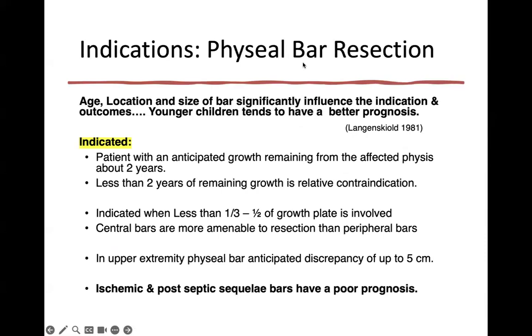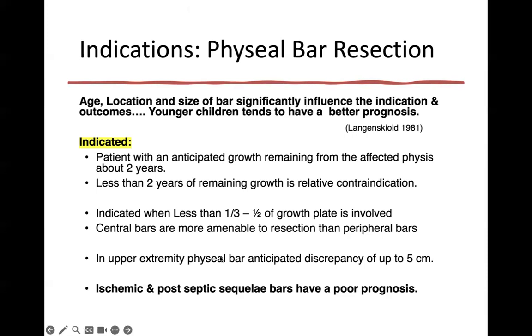For physeal bar resection, there are significant indications. Age, location, and size of the bar significantly influence the indication and outcomes. Younger children tend to have a better prognosis. It was indicated by Langenskiöld in 1981. Surgical resection is indicated in patients with anticipated growth remaining from the affected physis of about 2 years. Less than 2 years of remaining growth is a relative contraindication.